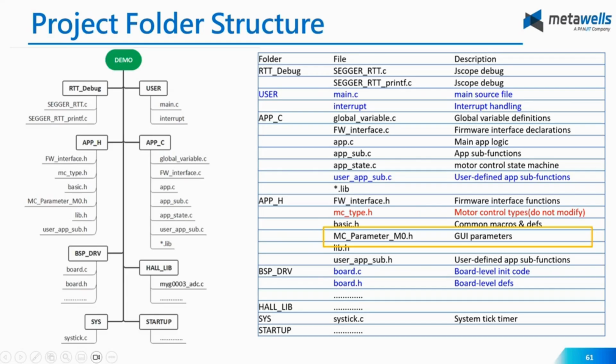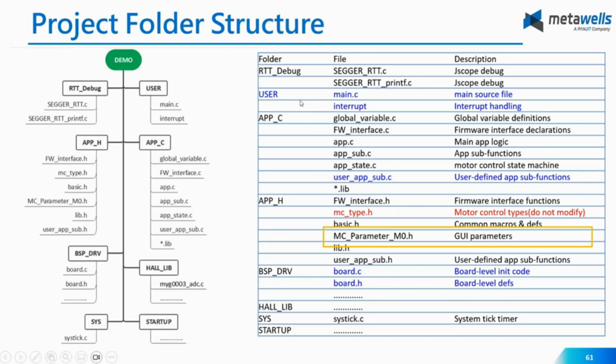In this diagram, it includes BSP, driver and the whole system, starting from the ARM ecosystem. This is from the ARM ecosystem. And all motor driver related files are placed in the app header, app source and user folders.